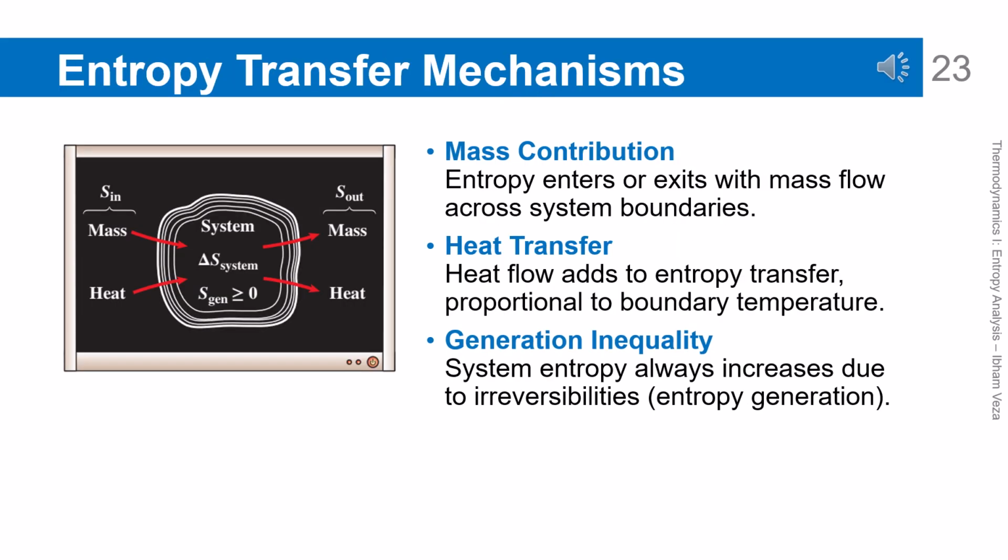Entropy transfer mechanisms. Entropy can be transferred through two main mechanisms, which are mass flow and heat transfer. In addition, entropy can also be generated inside the system due to irreversibilities. This entropy generation causes the total entropy of the system and surroundings to always increase. Mathematically, the change in system entropy is the result of these three contributions. This principle is the general statement of the second law of thermodynamics for real systems.